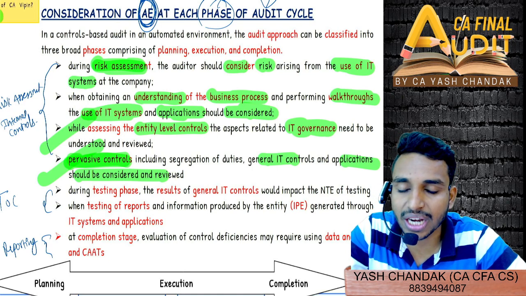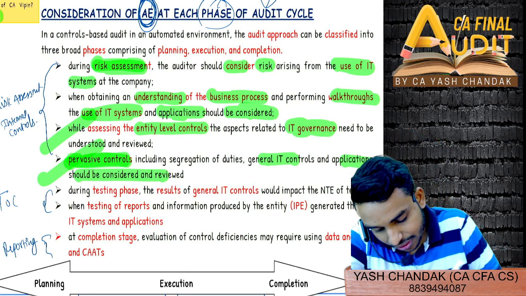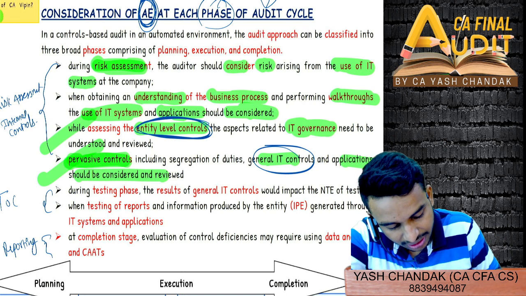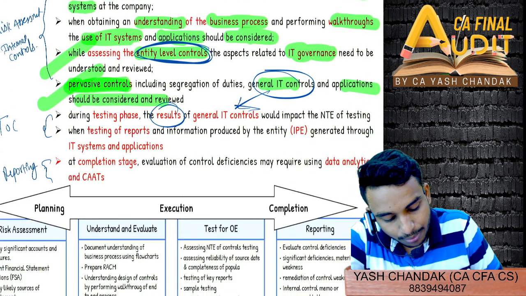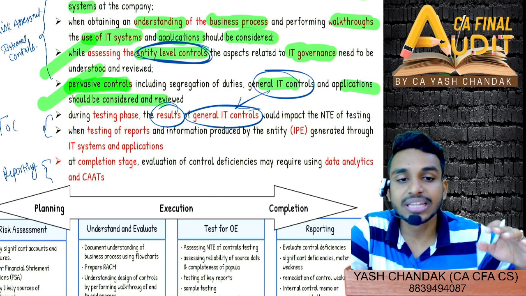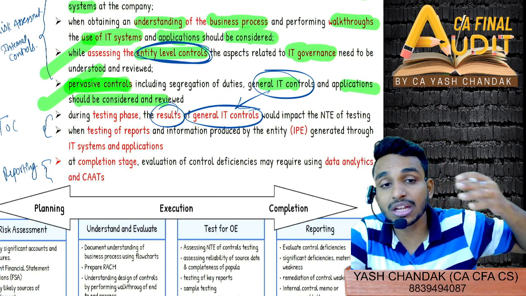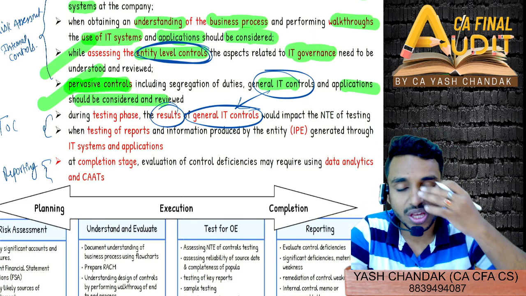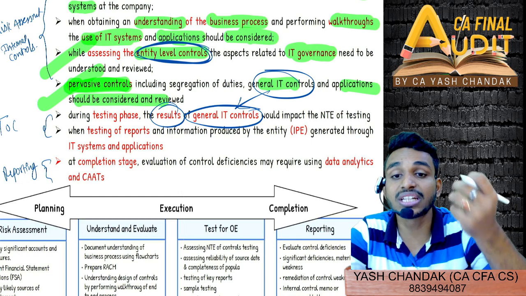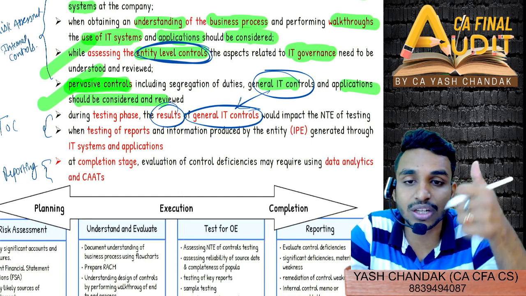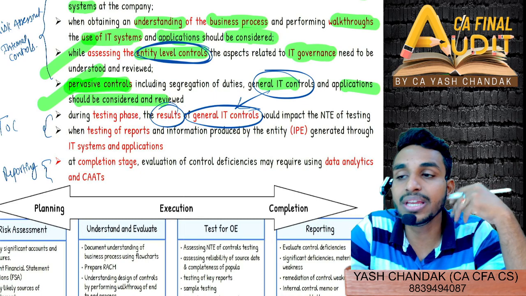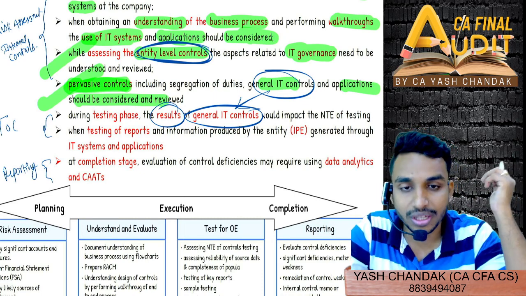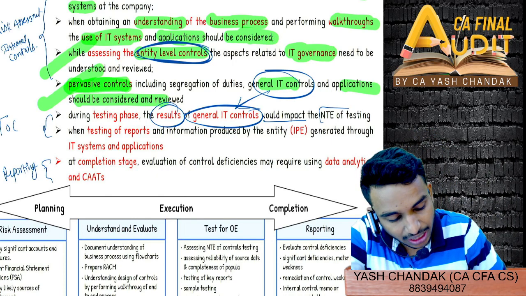Now, during the testing phase, once we start the testing of controls, you will first of all see the general IT controls and their results. Because if the general IT controls have passed, then we will be required to test the other controls very little. So in order to smoothen the further process, we need to test the results of the general IT controls. And if the results are satisfactory, then we will carry out fewer procedures for testing other controls, which would impact the nature, timing and extent of testing.